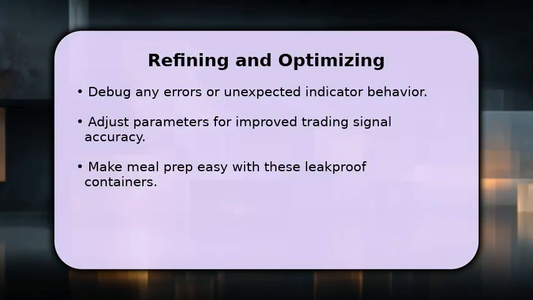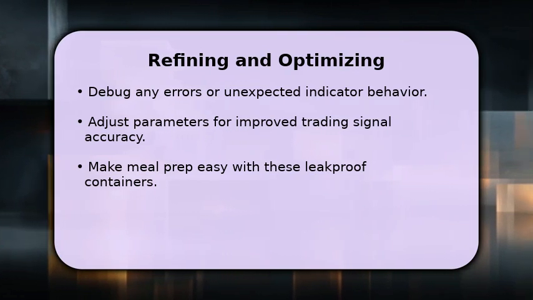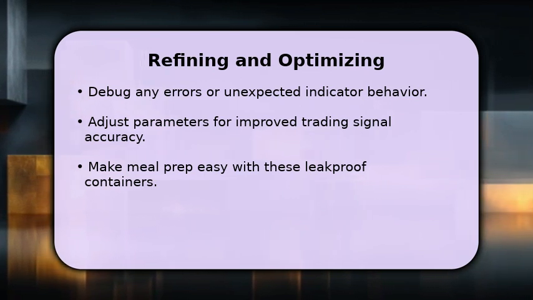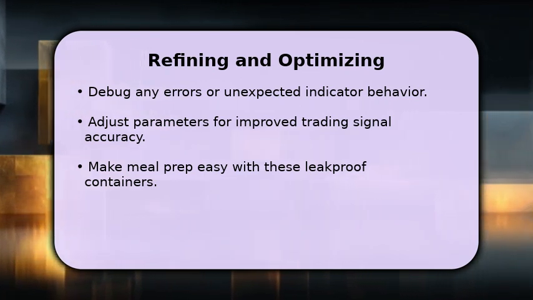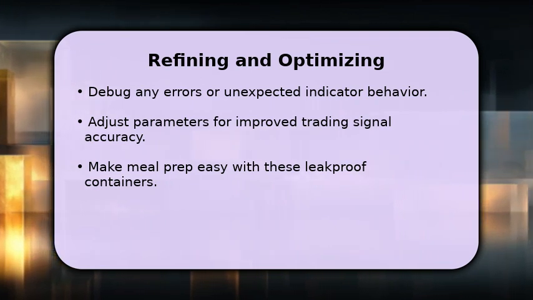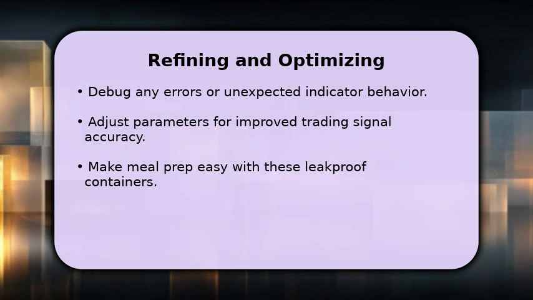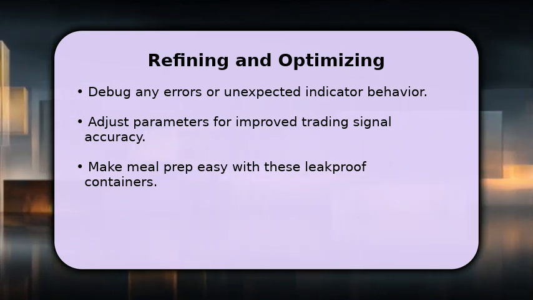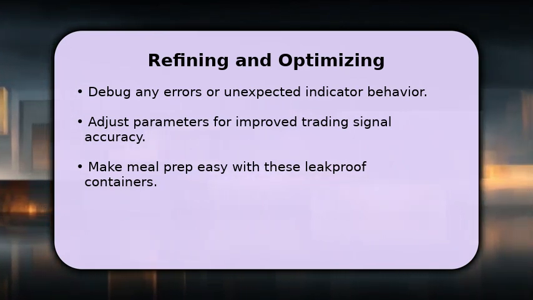After adding your indicator to the chart, you might need to refine it. Debug any errors that appear in the Pine editor console, or adjust the code if the indicator isn't behaving as expected. Experiment with different input parameters, like changing a moving average length from 20 to 50 to optimize its performance for your specific trading strategy.